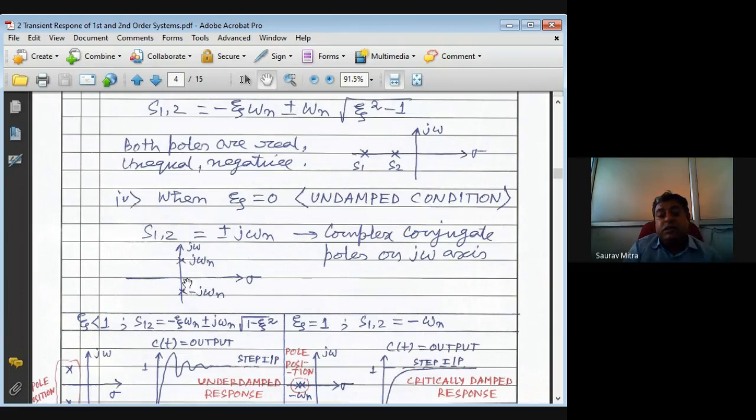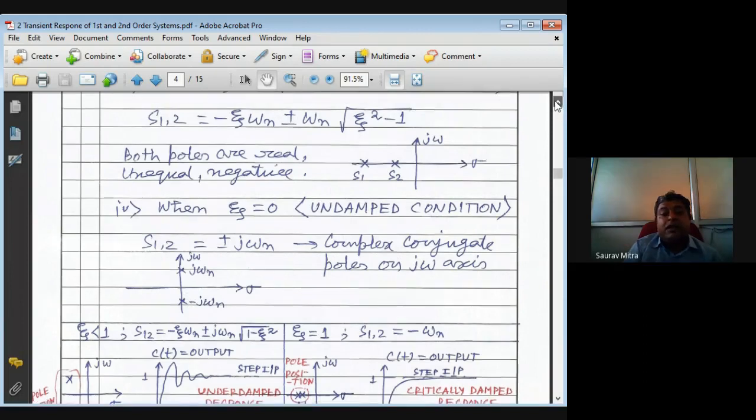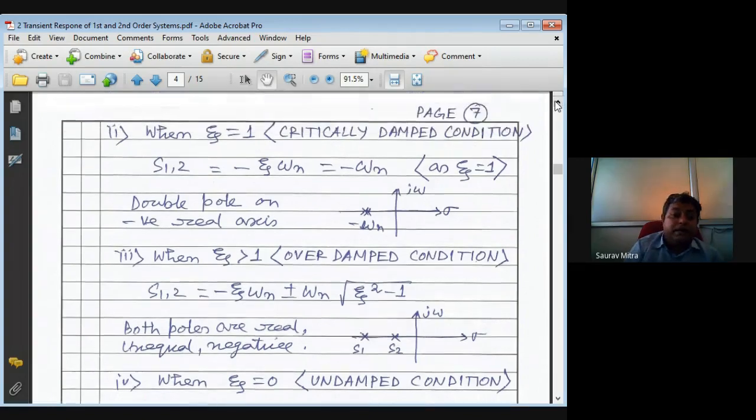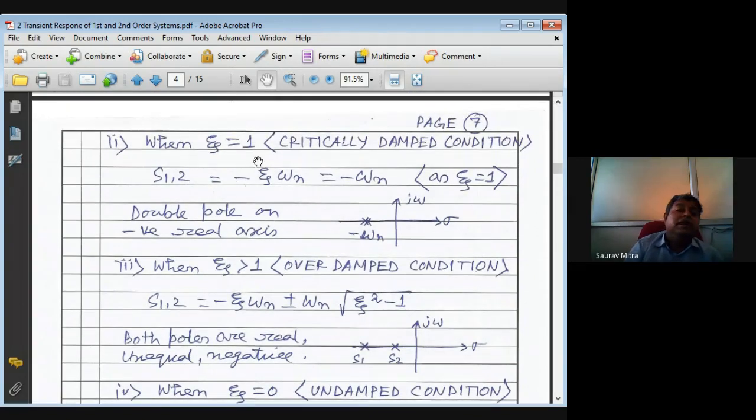So whenever the poles are on the j omega axis, it will be producing a sinusoidal response. Third case, whenever zeta is greater than 1, at that time you will be finding the roots are real. Here you can substitute zeta is equal to 2 or 3 or 4. You will be finding that the roots of the system will be on the left hand side of the real axis. And if zeta is equal to 1, you will be finding S1, 2.